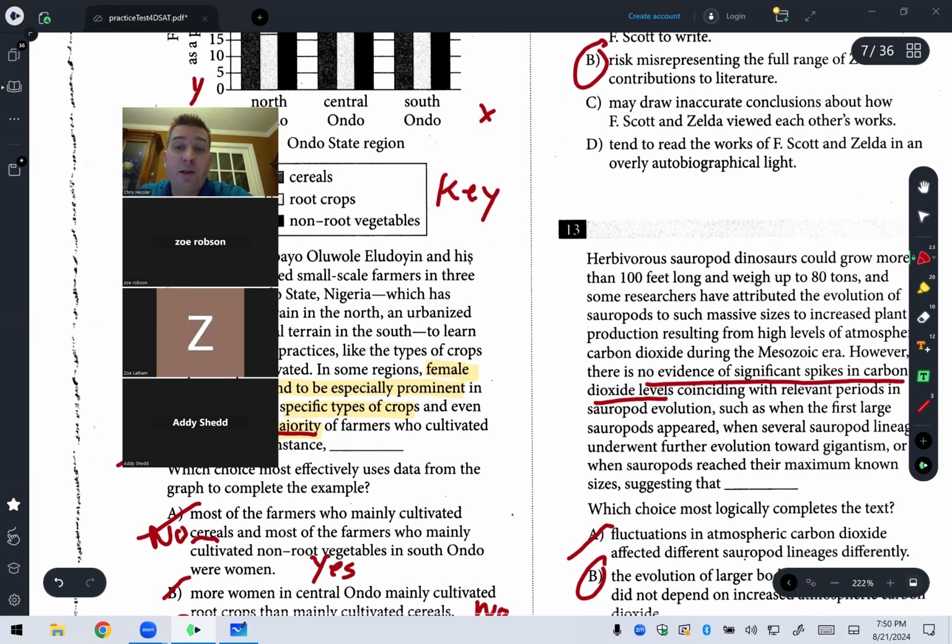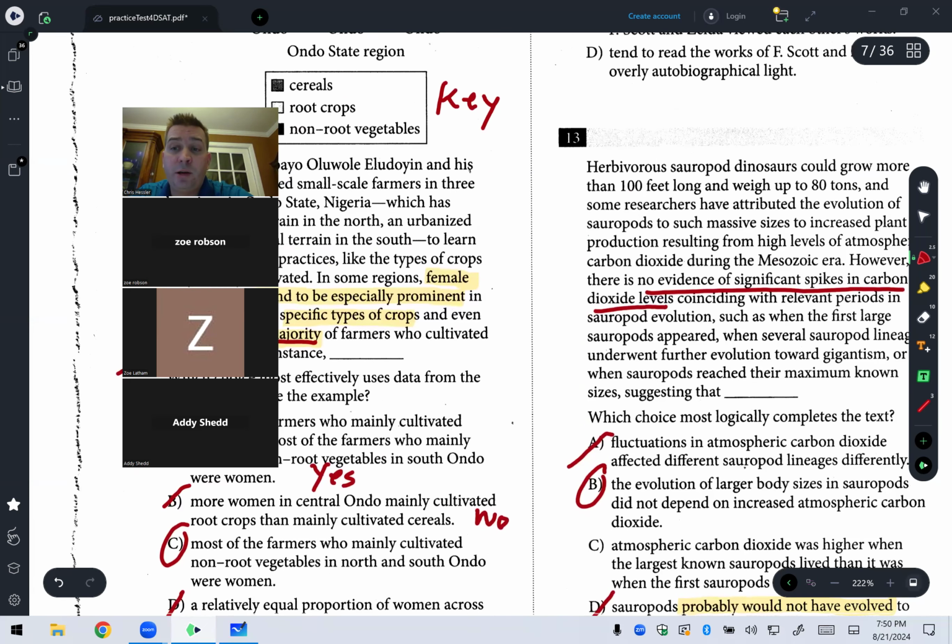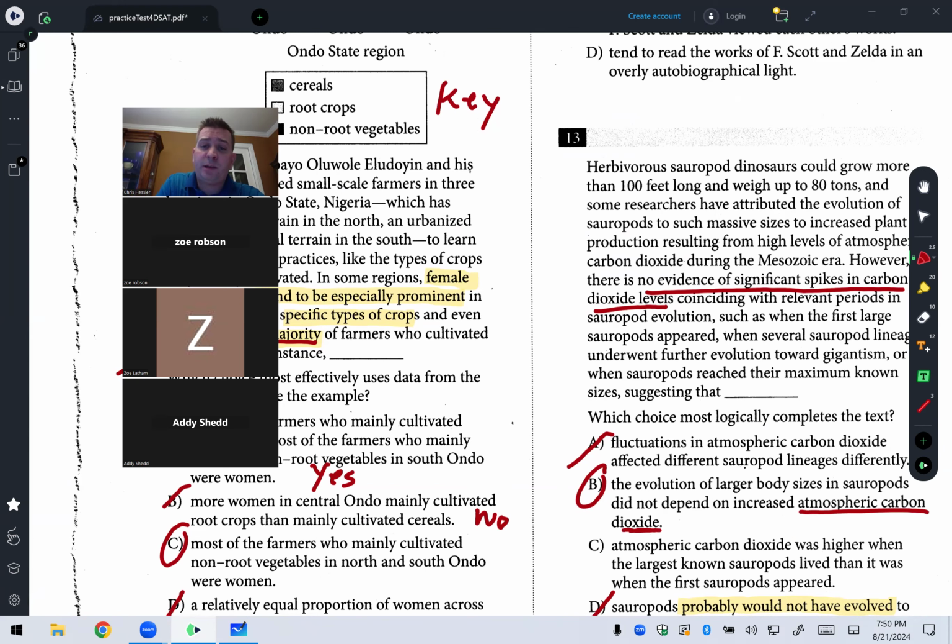So it turns out the scientists' initial supposition is incorrect. And it turns out the evolution of larger body sizes in sauropods did not depend on the increased atmospheric carbon dioxide. I mean, scientists have mistaken hypotheses all the time.